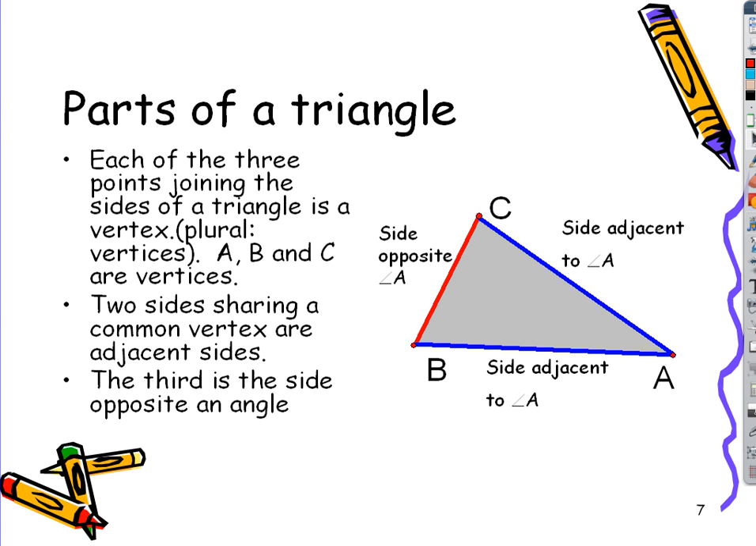If we want to be specific, let's talk about the sides as compared to angle A. If we're focusing on angle A, then the sides that connect to angle A are adjacent sides. Adjacent just means next to. So they're next to or adjacent sides. The side that is clear on the other side of the triangle, the side that angle A is looking at across the triangle, that's the opposite side.